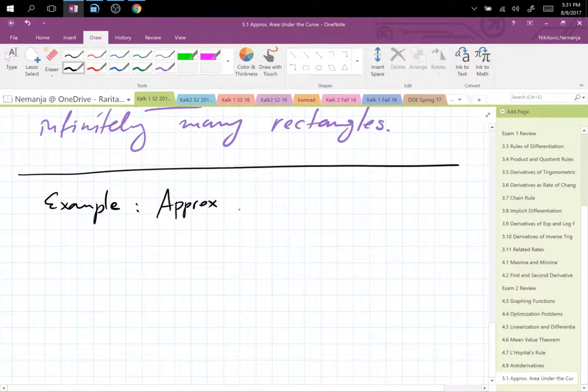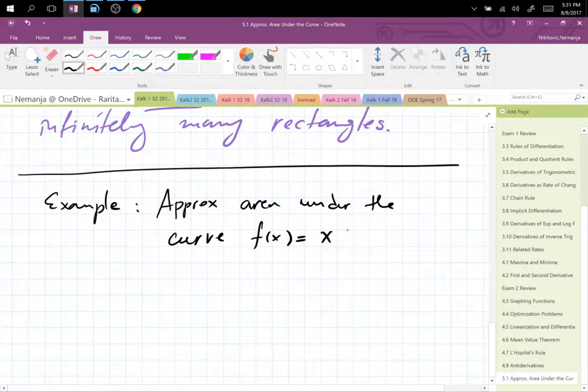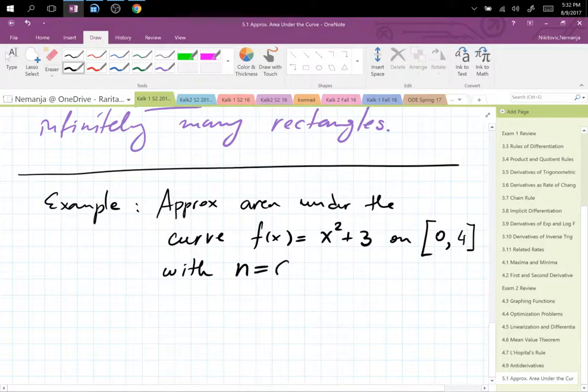Approximate the area under the curve f of x equals x squared plus 3 on the interval 0 to 4 with n equals 6 rectangles. So where do we begin? Draw.